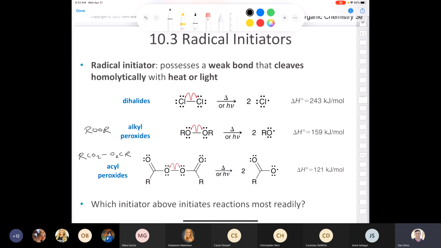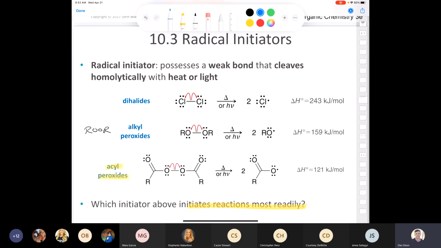Anyhow, nobody would ever draw it that way, so let me just erase that. I would always just draw it out like this. And the reason why the bond dissociation energy here is so low, okay, which one is going to initiate the reaction most readily? It's going to be the acyl peroxide.